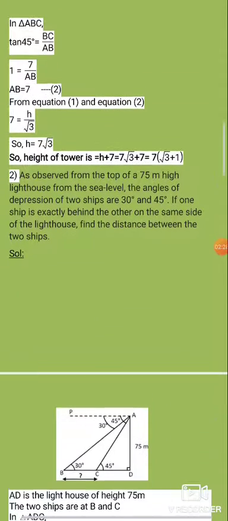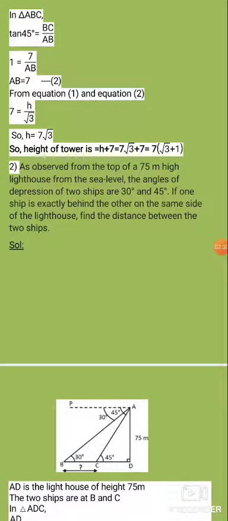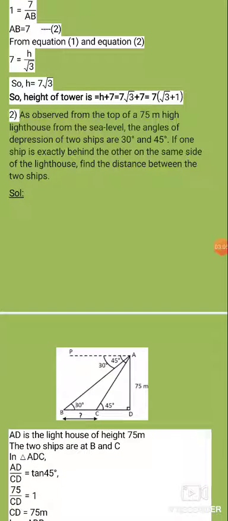Now the second question. As observed from the top of a 75-meter high lighthouse from the sea level, the angles of depression of the two ships are 30 degrees and 45 degrees. If one ship is exactly behind the other on the same side of the lighthouse, find the distance between the two ships. So listen carefully, this one is a board exam question, same question itself. So important one. Now AD is the lighthouse which is given 75 meters high. Now the two ships are at B and C.